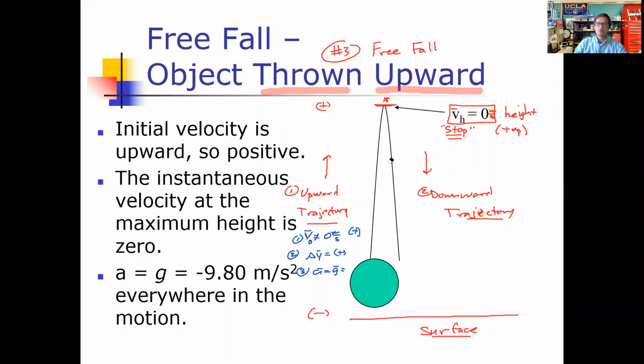The acceleration will be negative. And I think this would make sense for you, okay? It will make sense if we talk about it in just a moment. The acceleration then will be negative 9.8 meters per second squared.